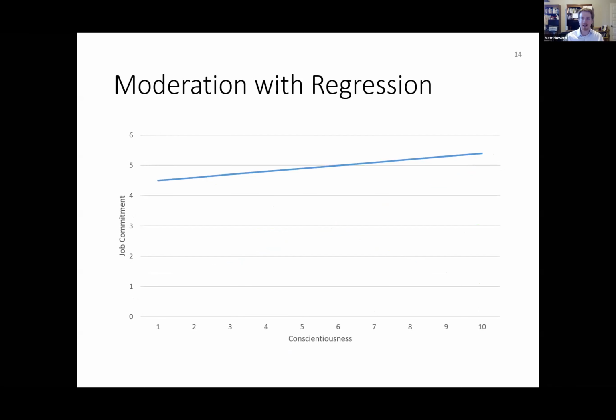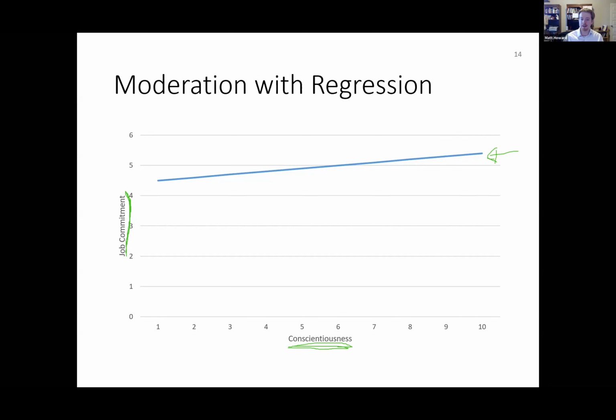Another example, and this is less dramatic, is if we were looking at something like conscientiousness and job commitment, the relationship between the personality trait of conscientiousness and job commitment. It might on the surface appear that there's a positive relationship, but it might seem to be a very weak relationship. So we might initially think, well, conscientiousness is not a strong predictor of job commitment, that even though it's positive, that's a weak relationship.